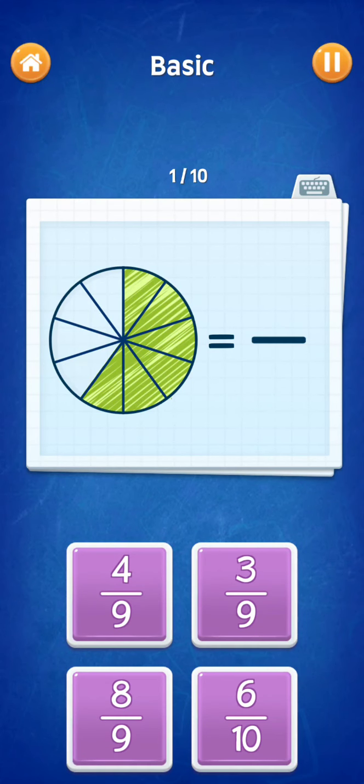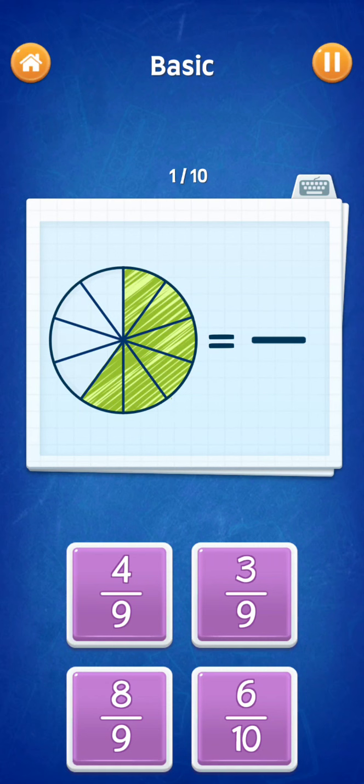Children, how many boxes are here? Count. 1, 2, 3, 4, 5, 6, 7, 8, 9, 10. There are 10 boxes. In 10 boxes, how many boxes are colored with green color? 1, 2, 3, 4, 5, 6. 6 boxes are colored in 10 boxes. You have 10 boxes and you gave me 6 boxes. Okay?